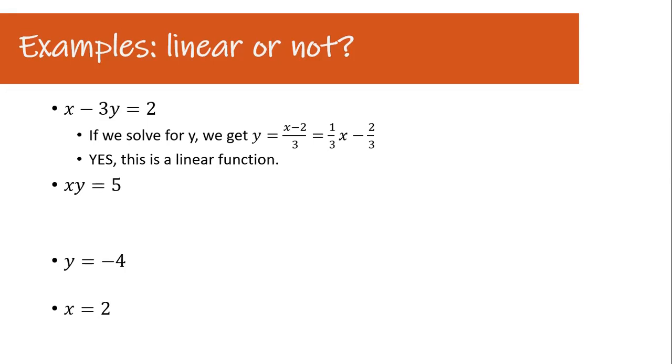Now, what do we have if xy equals 5? Solving for y here, we get y equals 5 divided by x. There's no way to write this as a times x plus b, or even plus 0 without a b. There's no way to put a coefficient out in front of a linear term x. So no, this is not linear.